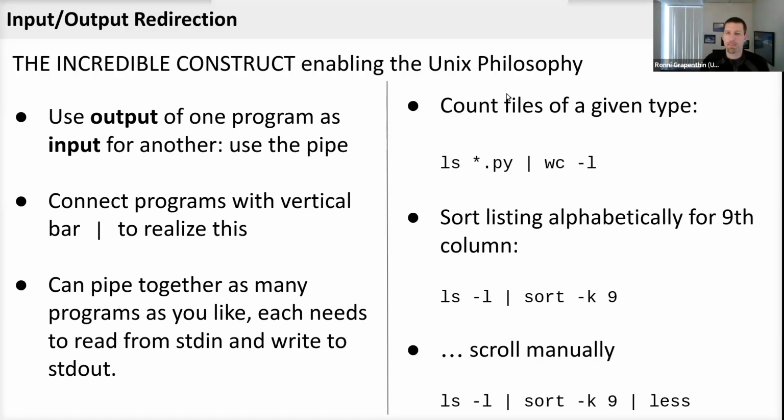So here, for instance, we can count files of a given type. We can say ls *.py, pipe that into wc, which is word count, -l, just count the lines. We can also sort alphabetically by the 9th column, ls -l, sort -k9. And we can scroll manually. So here we can say, give me the long form of all the directory contents, sorted by the 9th column, and then let me look at it slowly so I can scroll through it without everything being dumped to the screen at once.